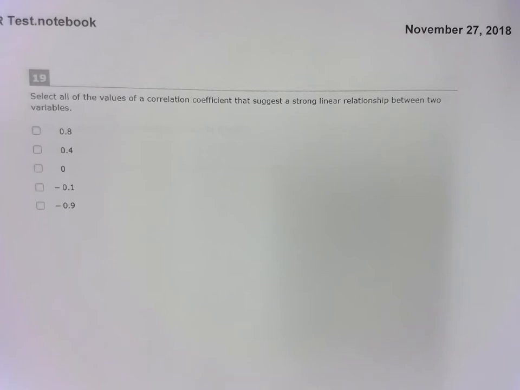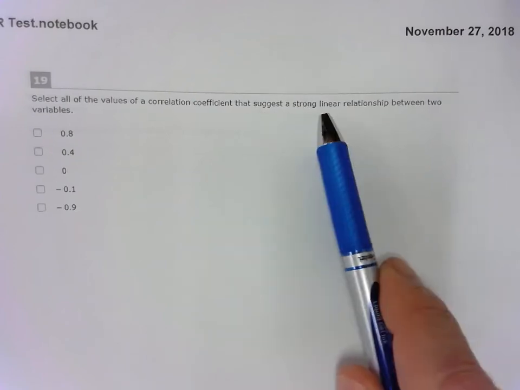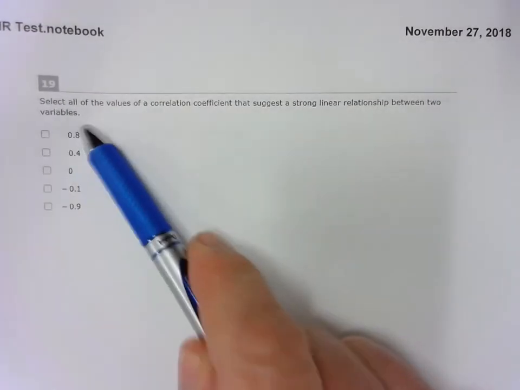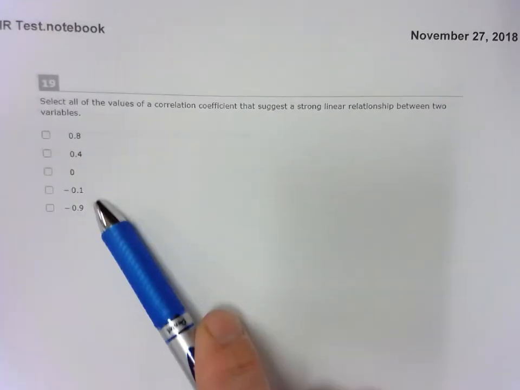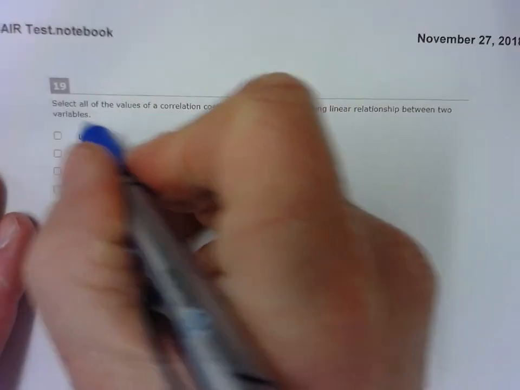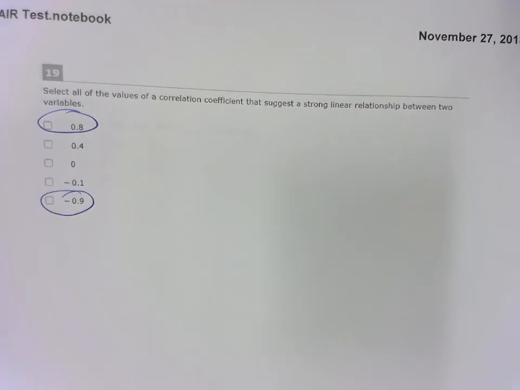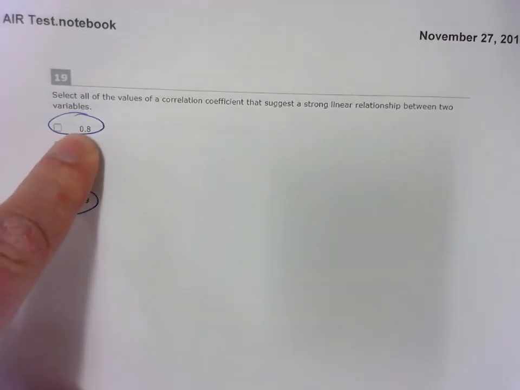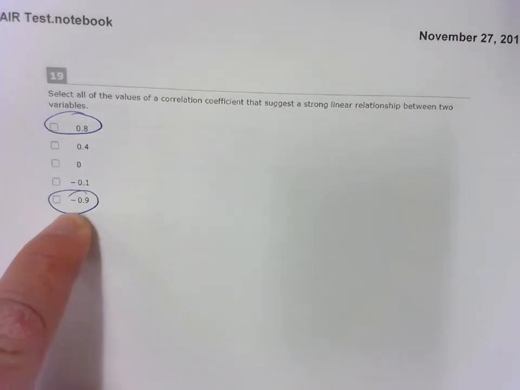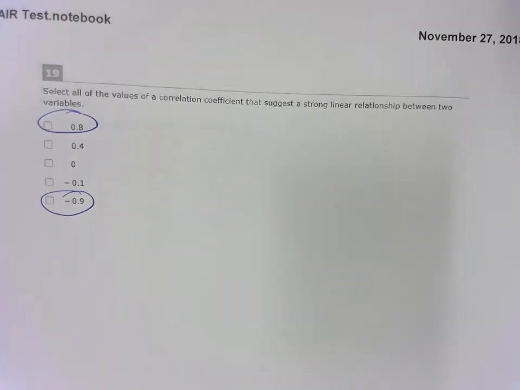Selective values. Okay, so a strong relationship means it could be a linear relationship. I think it says linear. So it's a linear relationship. So it could be a strong positive or strong negative. And the closer you are to positive or negative 1, that's going to be the strongest. So there are 2 answers for this, and it's those 2. So this would be a strong positive relationship because it's close to positive 1. This would be a strong negative relationship because it is close to negative 1.